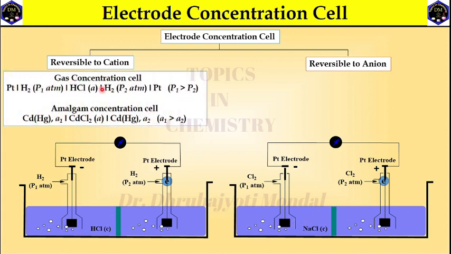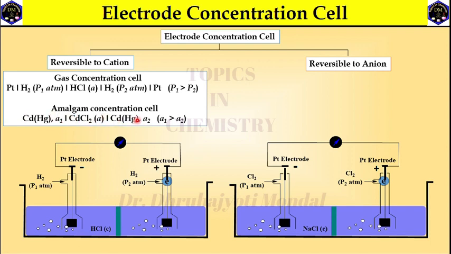Here you can see the examples: gas concentration cell, platinum, H2 at P1 atmosphere, a vertical line, H+ ion with activity A, a vertical line, H2 at P2 atmosphere, a vertical line, platinum. So here remember P1 is greater than P2. That is the most important condition to make the reaction spontaneous.